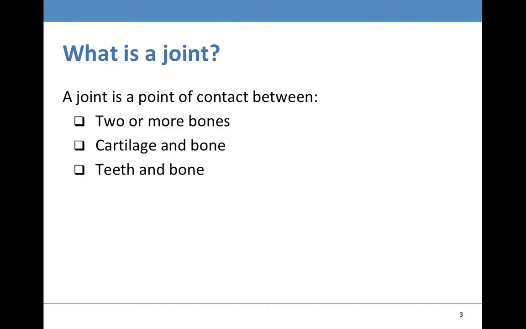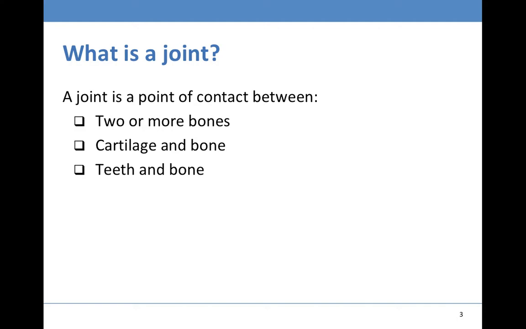So, what is a joint exactly? A joint can also be called an articulation or an arthrosis. This arthrosis term you'll be hearing very frequently as we go through and classify our types of joints later. So just remember that a joint is any articulation or an arthrosis because it is a point of contact between either two or more bones, between cartilage and bone, or a point of contact between teeth and bone. So the commonality here is that it's always a point of contact between bone and then something else.